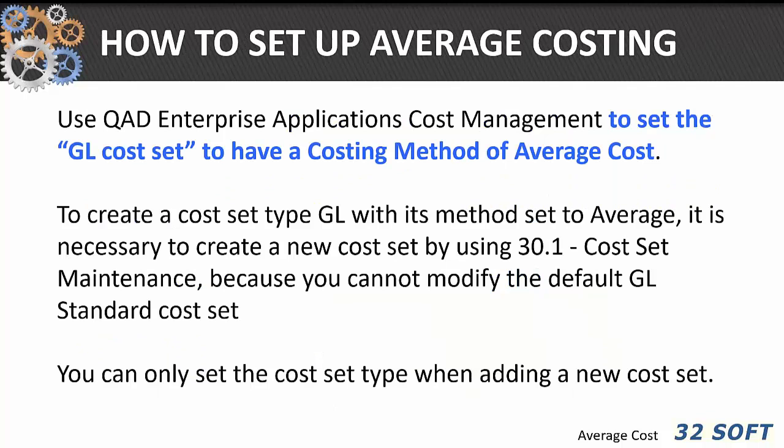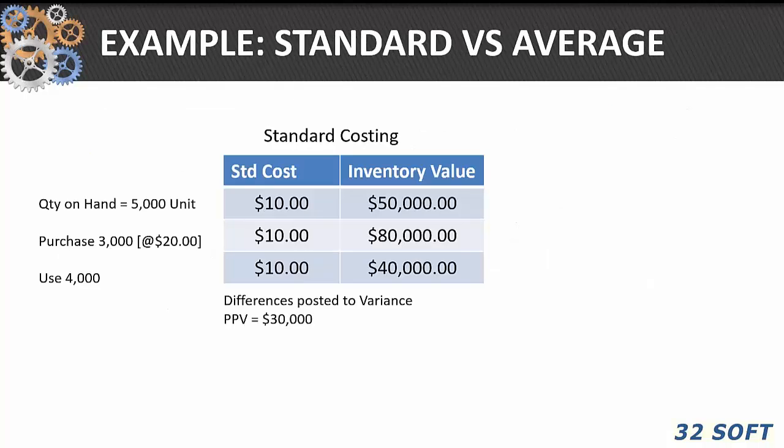You set up average cost by simply having your GL cost set to the costing method of average cost. Now you've got to do that through this 30.1 cost and maintenance that I'll explain. But once you do that, then you can use this average costing process.